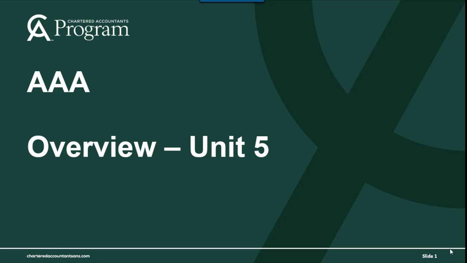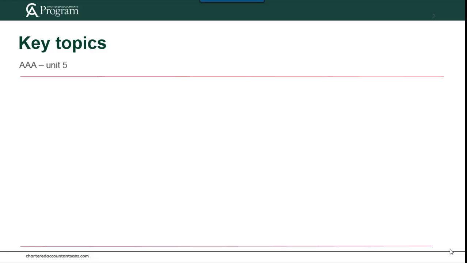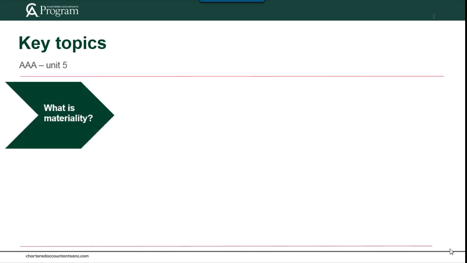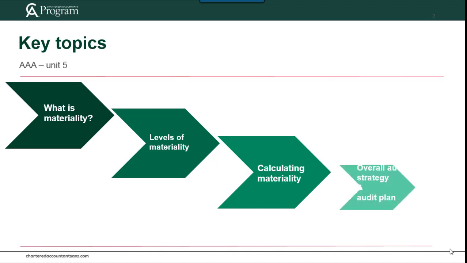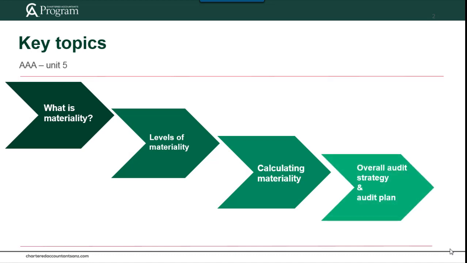This is a short video to give you an overview of what's covered in Unit 5. Unit 5 covers the following key topics. What is materiality, levels of materiality, calculating materiality, and overall audit strategy and audit plan.